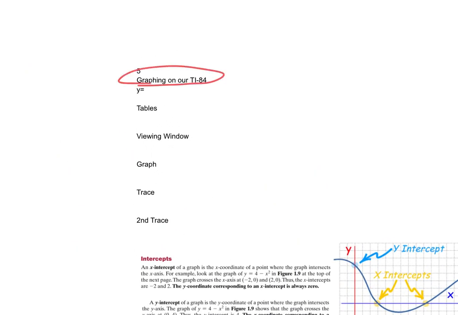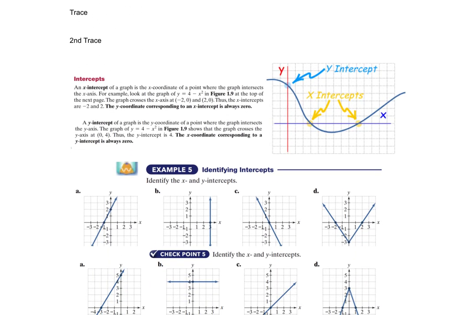Graphing on our TI-84. We will cover this in class. You want to be familiar with all of these different features. You want to be comfortable with it. You want to be able to use them. It's going to be a great advantage to you if you are familiar.